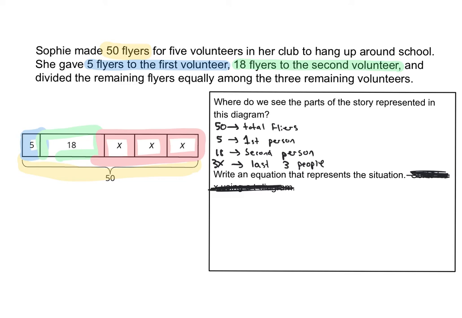I always like to start with my variables. So we have 3x plus 5 plus 18 all needs to equal 50. And we can combine our constants. So 3x plus 23 equals 50.